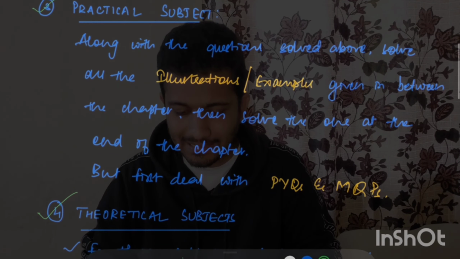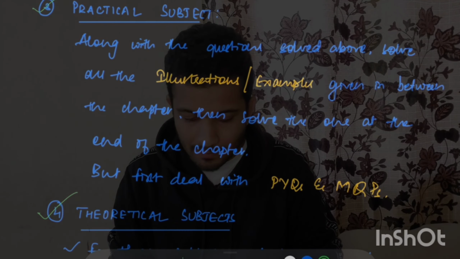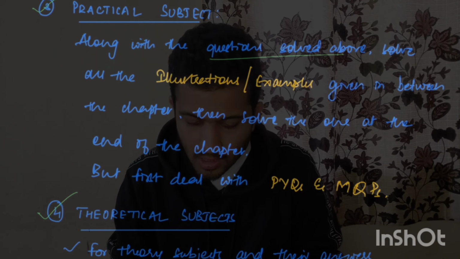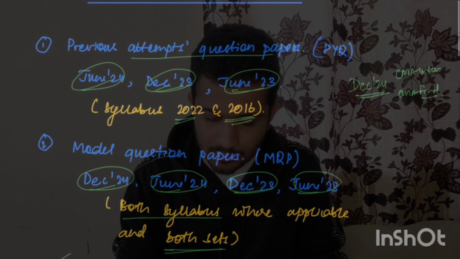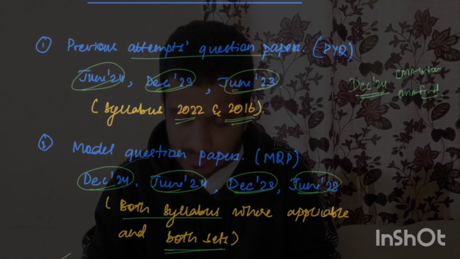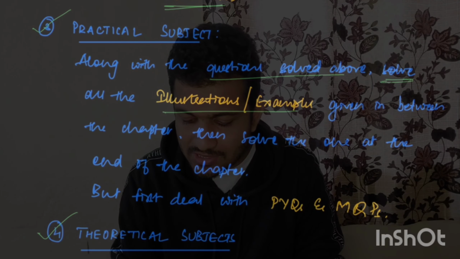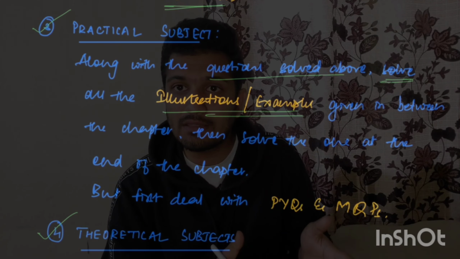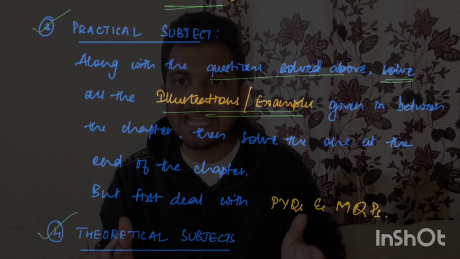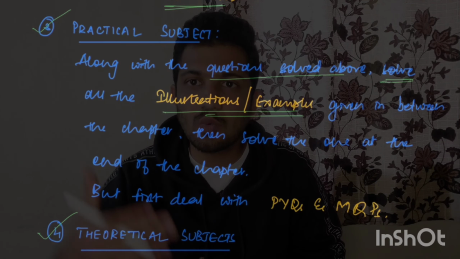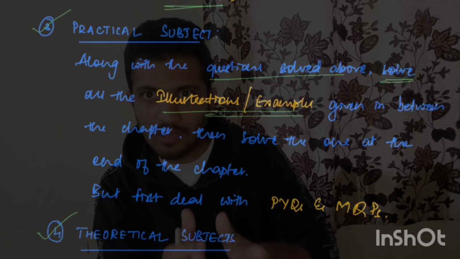First, let's deal with the practical subject. How to solve a practical subject. Along with the questions that you have solved above, the model question papers and your previous attempts' questions, once you're done with that, you go to solving the illustrations and examples given in between the chapter. Since you're reading the chapter, there are a few questions in between, example number 1 or illustration 1, 2, 3, 4, 5. First you have to solve that.